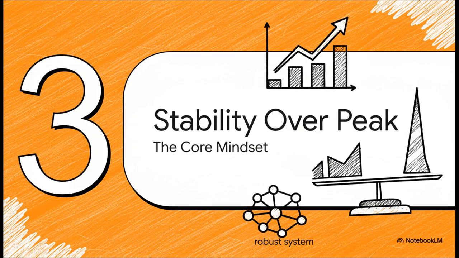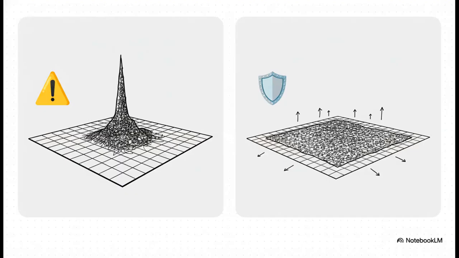And all of this really brings us to a core philosophy, a huge shift in mindset. It's about learning to value stability way, way more than you value that one single peak performance. This, right here, is what separates the pros from the crowd. Okay, now this slide is so important because it perfectly visualizes this mindset.